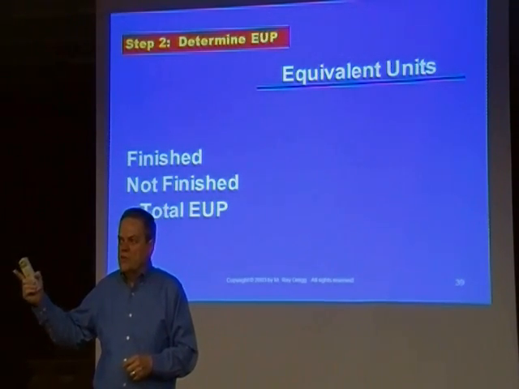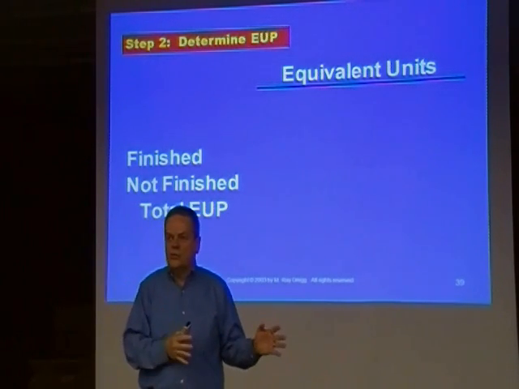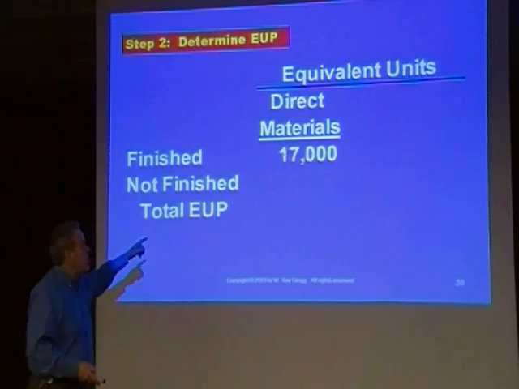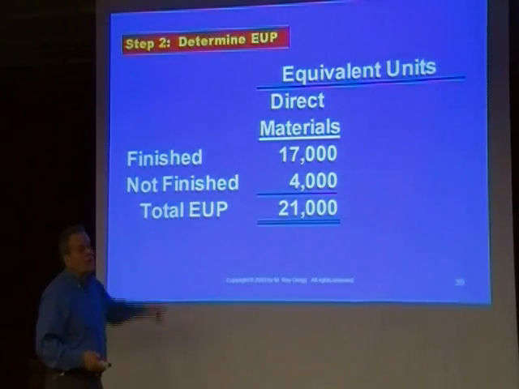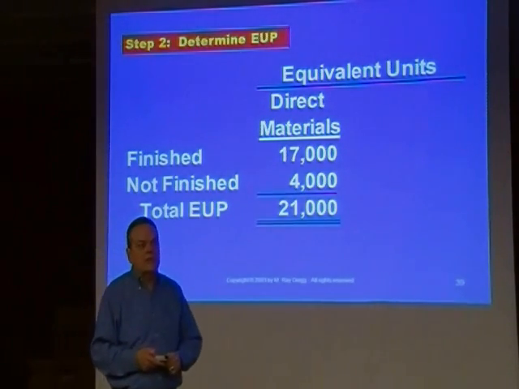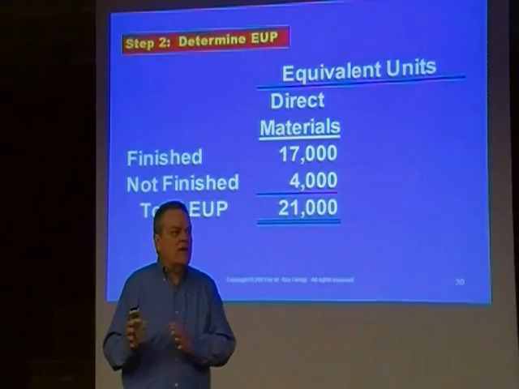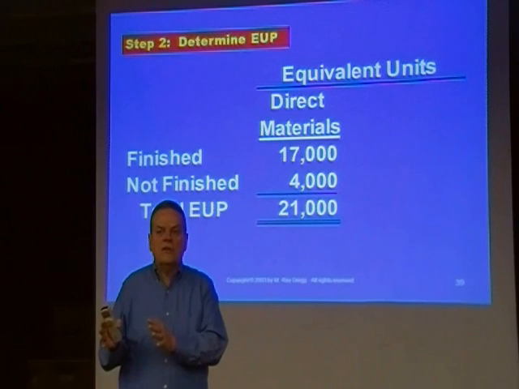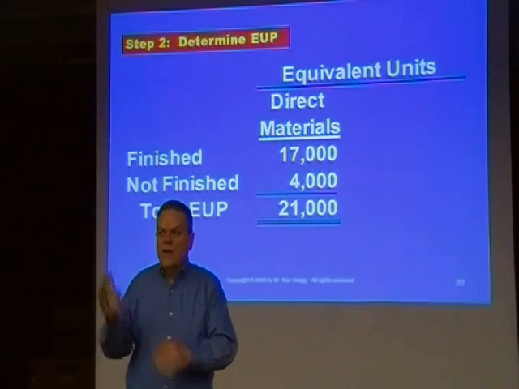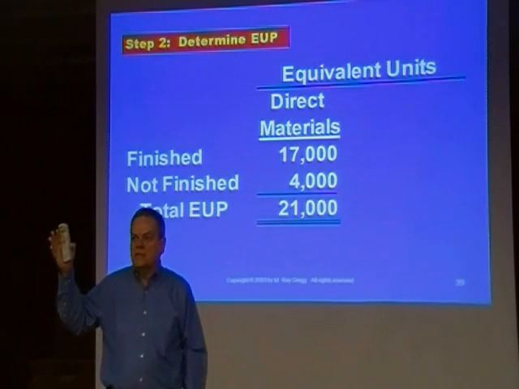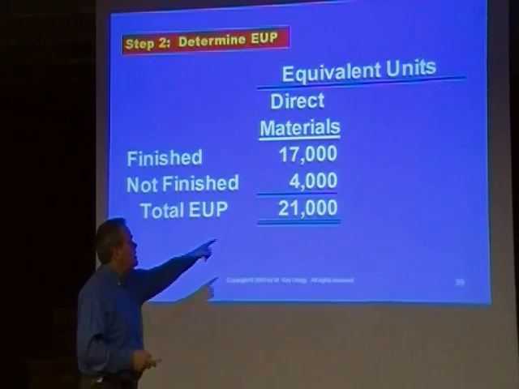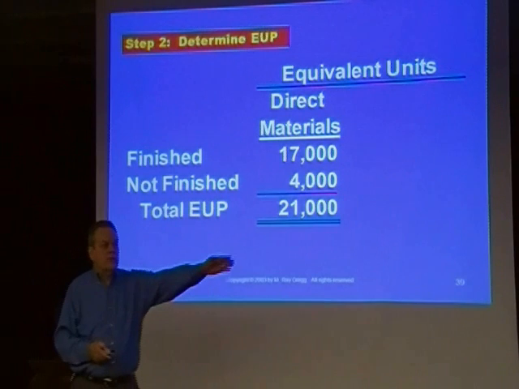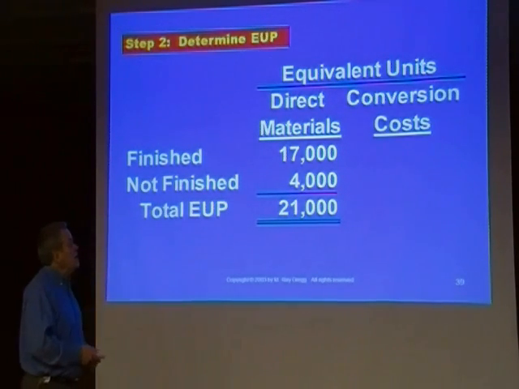The equivalent units for materials are equal to the actual units for materials. That has to be true. You just saw 17,000 plus 4,000 is 21,000. That's the same calculation. Physical units and equivalent units for materials are the same. We added them at the beginning of the process. Equivalent units of production for conversion costs are different because they're added gradually throughout the month.